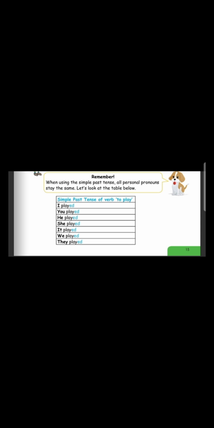As homework, you will have to copy this in your copybook. So homework, you will have to copy the simple past tense of verb to play in your copybook.